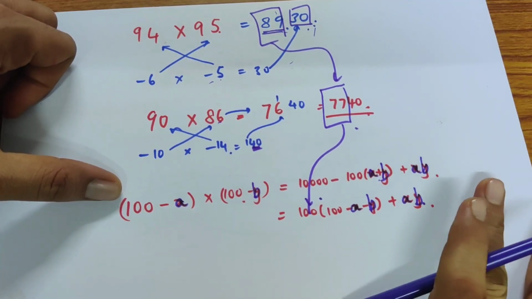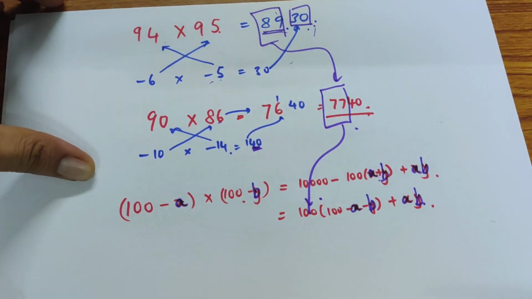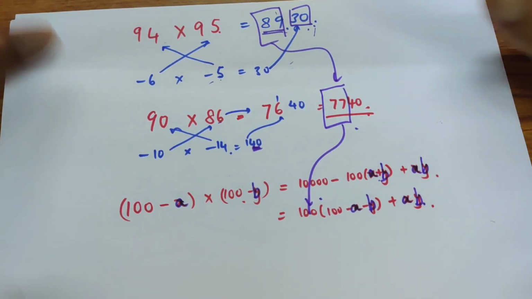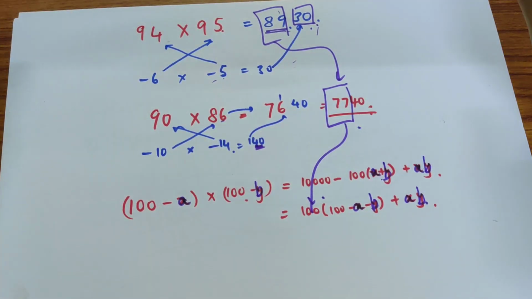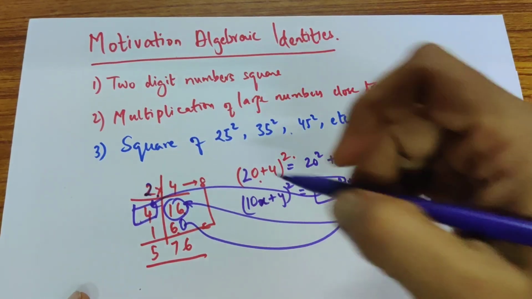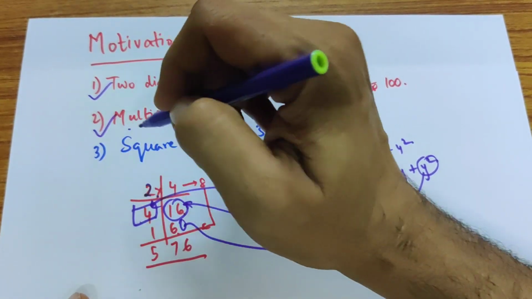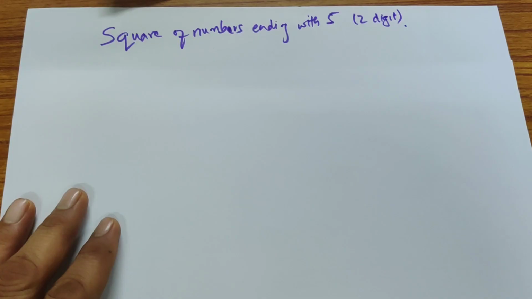So if you see this, you can sort of derive new things, which is what people have done. They have derived new methods that make things look like magic, right? But you can actually explain them. So we have done this and we have done this. Now let's look at squares of numbers that end with 5.